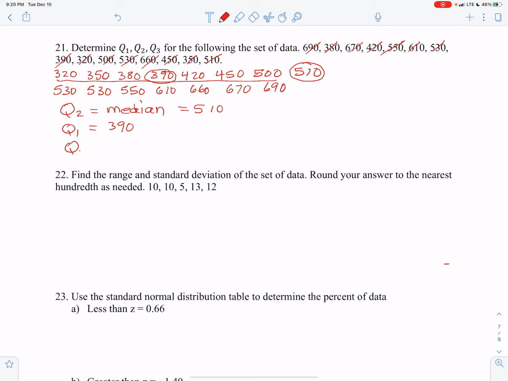And Q3 would be the median of the data items above Q2. So there's 7 data items above Q2. That's an odd number. So there'll be one value that falls in the middle. It'll be 610.